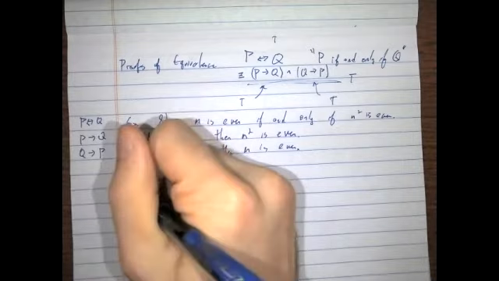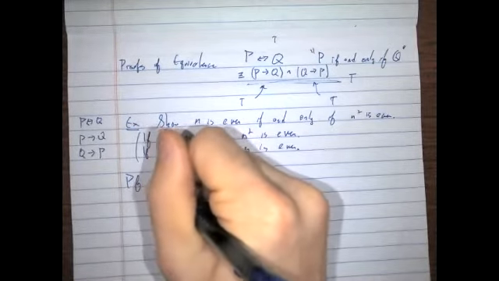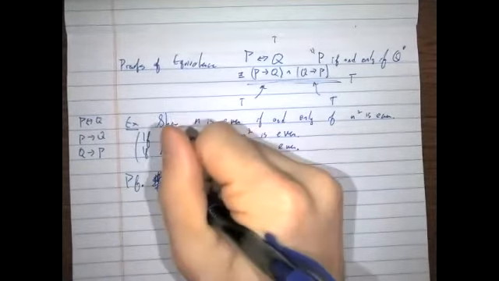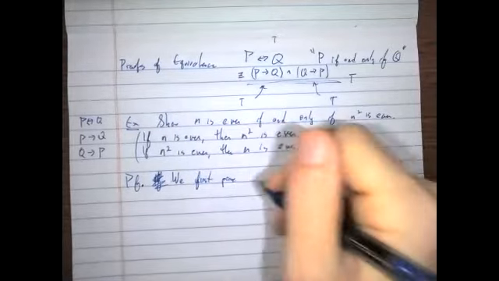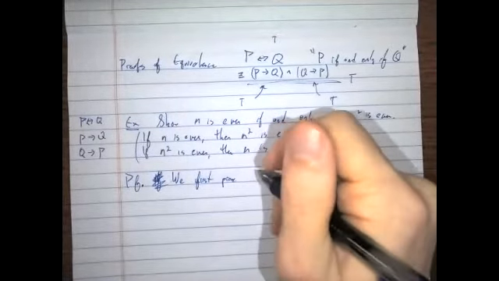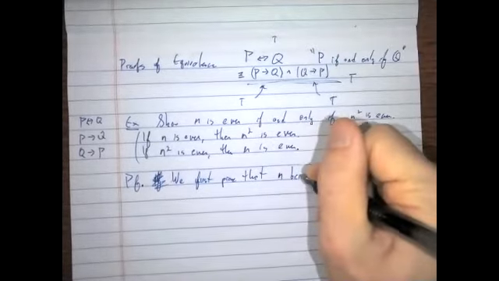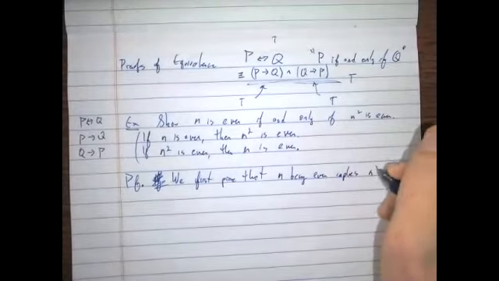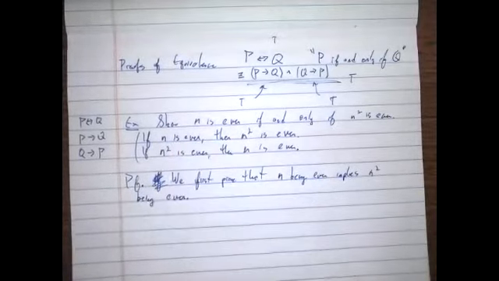So let's do this. So let's do proof of first statement. Well, I'll just say proof. We first prove the first statement. We first prove that n being even implies n squared being even. Okay, so what do we do next?